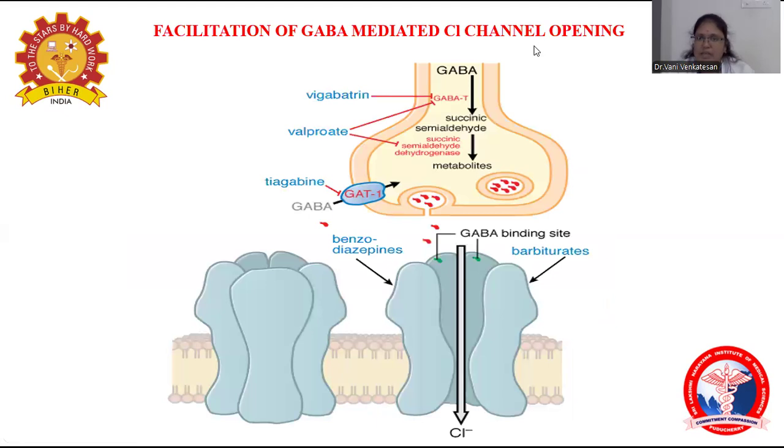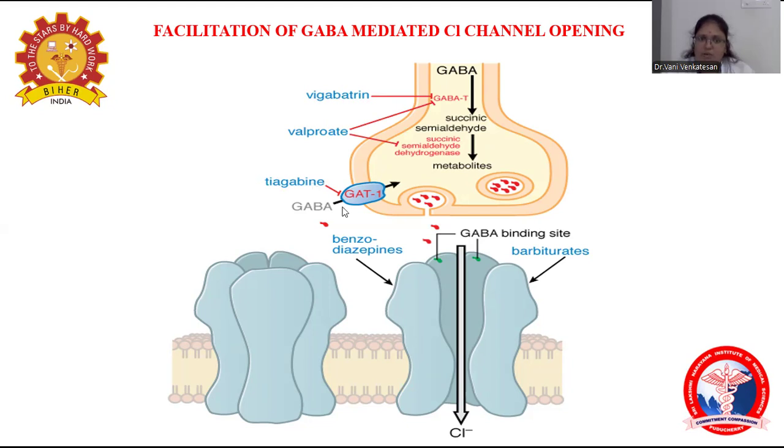This picture explains the facilitation of GABA-mediated chloride channel opening. You can see the site where benzodiazepine will bind, and this will cause hyperpolarization. It prolongs the GABA-mediated chloride channel opening. This is the mechanism of action of benzodiazepine as well as barbiturate. The mechanism of action is similar, only the binding site is different for benzodiazepines and barbiturates.